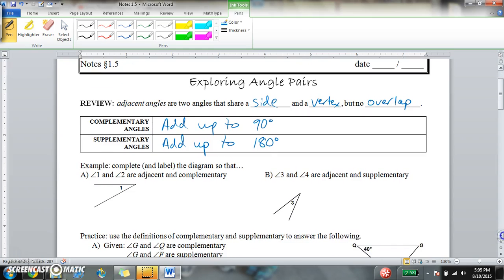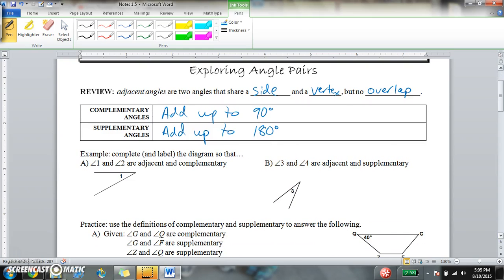So, complete and label the diagrams so that angle 1 and angle 2 are adjacent and complementary. So it gives us angle 1. Adjacent means that they have to share a side, so I'm going to say that they share this side right here. Complementary means they add up to 90 degrees, which means they have to make a right angle. So if I want angle 1 and angle 2 to be complementary, I would have to draw angle 2 like that, so that they make a right angle together and that they share one side.